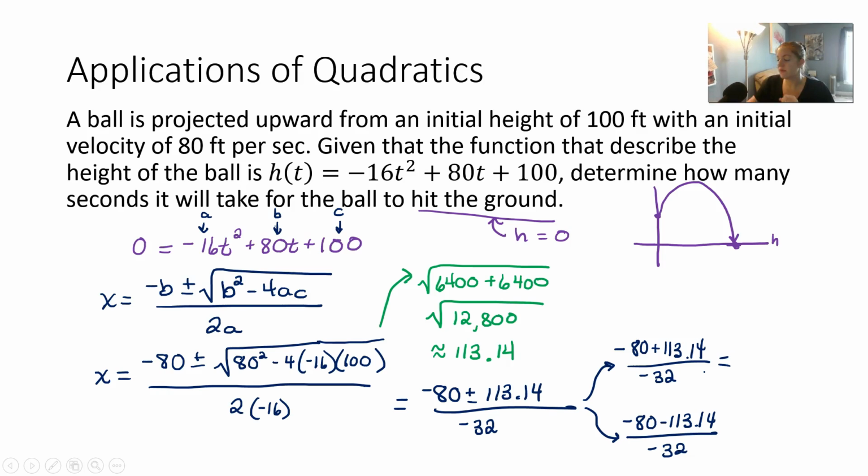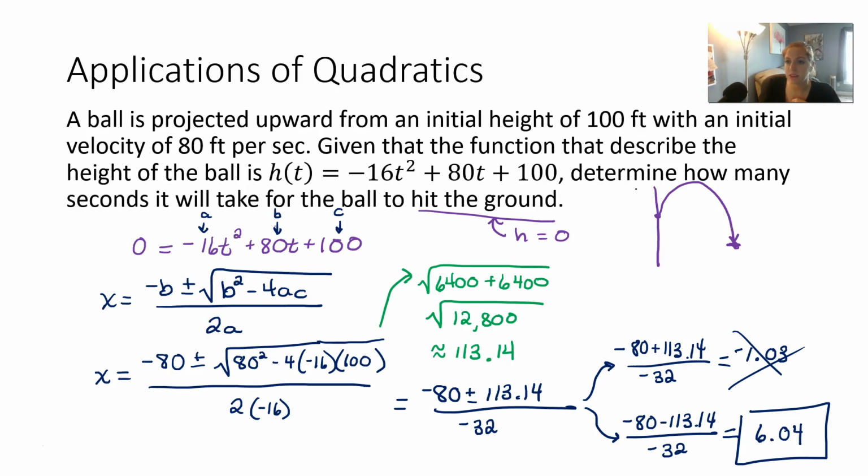Let's go ahead and simplify these. Now remember, you always want to add or subtract the top first, then divide. So this gives me on top, it's negative 1.03. But we can't have a negative time, so bye-bye. That doesn't work. It's not working for the real world, right? Okay, so let's try the bottom one. Negative 80 minus 113.14. Divide that by negative 32. Looks like we get 6.04. And that is going to work.